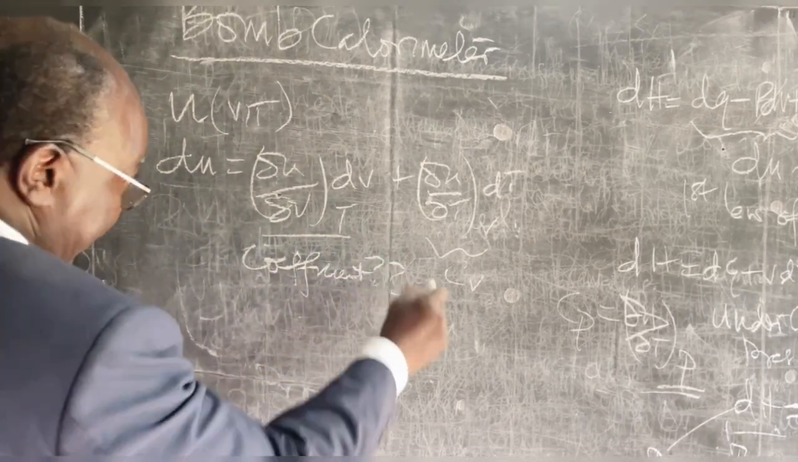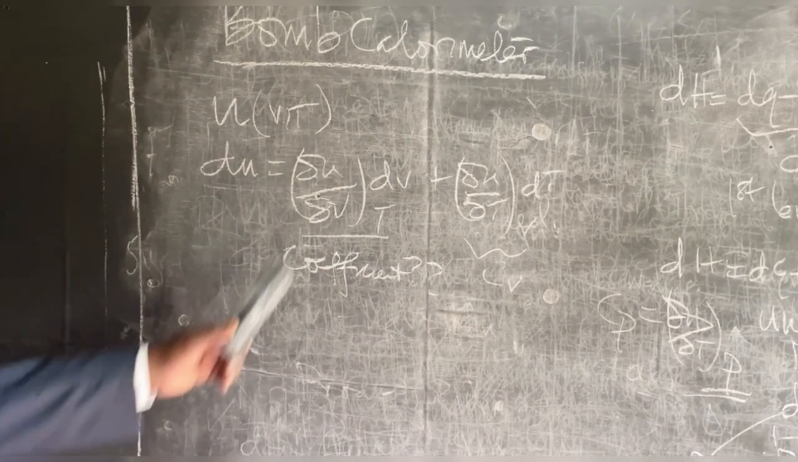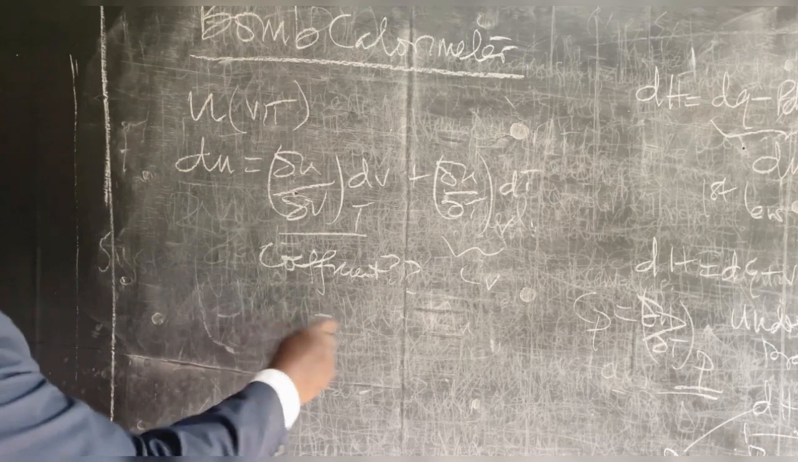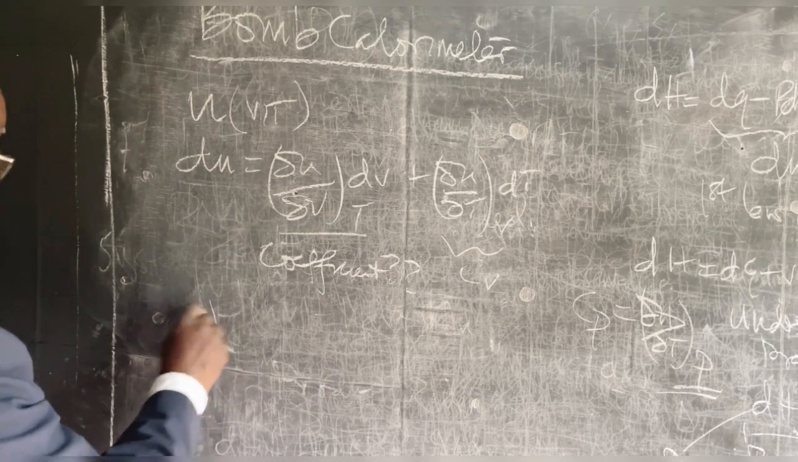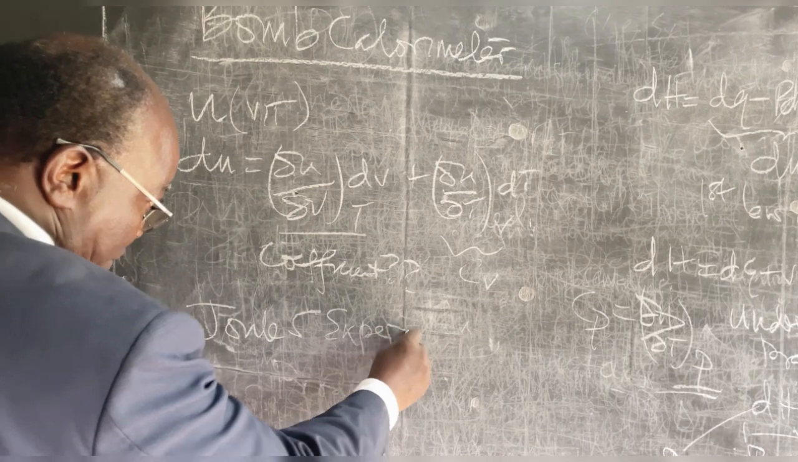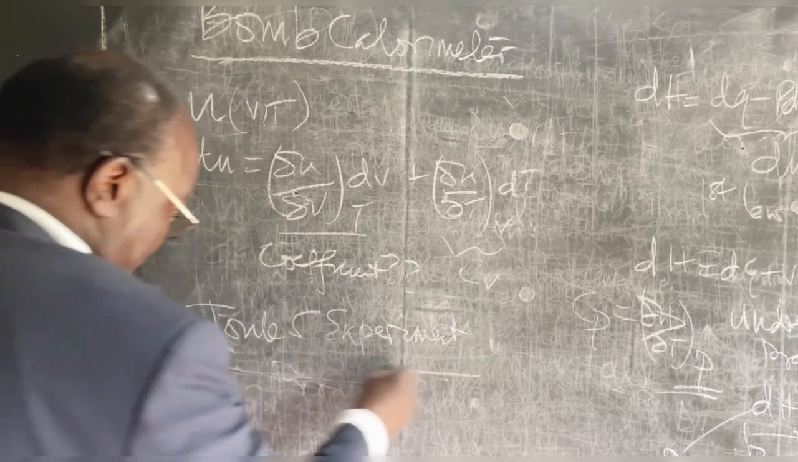How do we determine it? So suppose we set up an experiment. We have an experiment that we normally refer to as Joule's experiment, where you have two flasks.